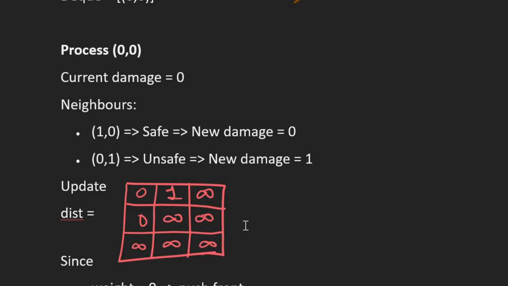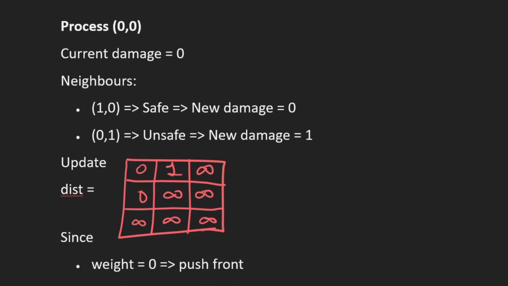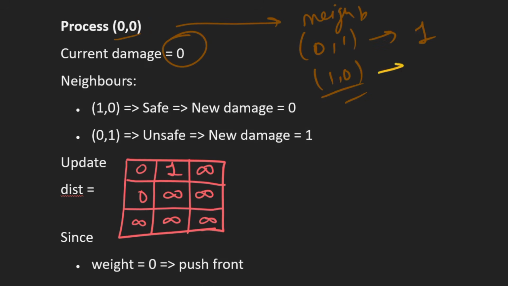Now we'll pop the cell from the dq, that is 0,0, whose current damage is 0, and then we'll process it. Now we'll see who the neighbors of this cell are. For 0,0, the neighboring cells are 0,1 and 1,0. So these are the two neighboring cells. 0,1 has value 1 and 1,0 has value 0. So one is a safe cell and the other is an unsafe cell.